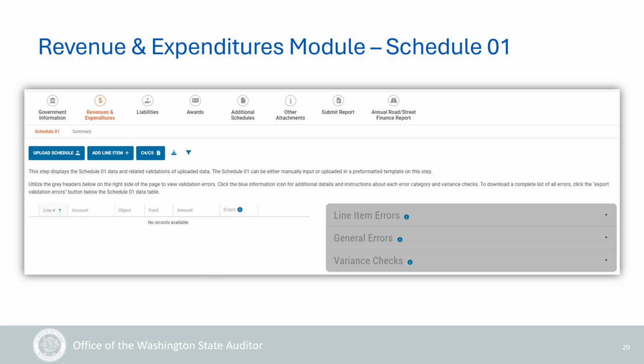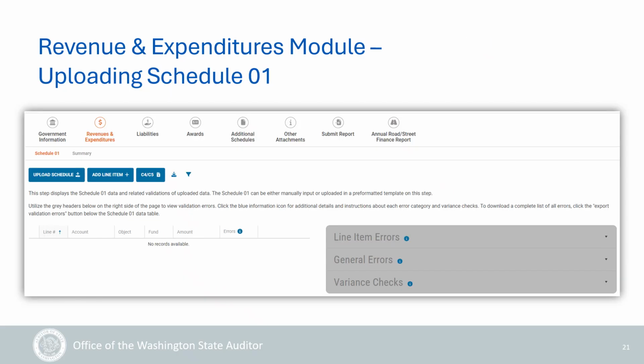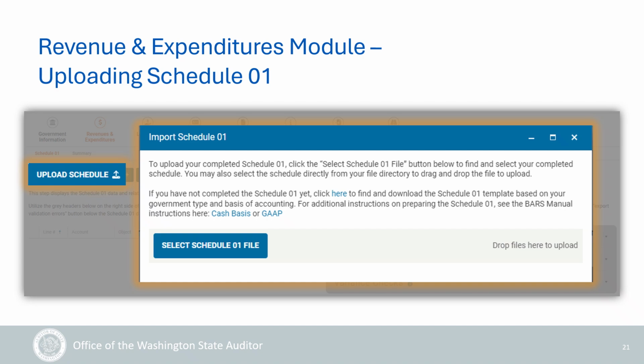The next module is Revenues and Expenditures, where the Schedule 01 is completed. There are two methods of importing this data. You can choose to upload a completed Schedule 01 template, or you can manually input the data by adding each line item individually. For Schedule 01, it is recommended to upload a completed template. And to do that, click Upload Schedule to open the pop-up window and select Schedule 01 file to find and upload the Schedule 01 saved to your computer.